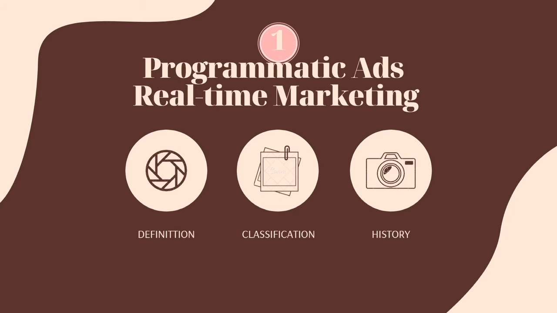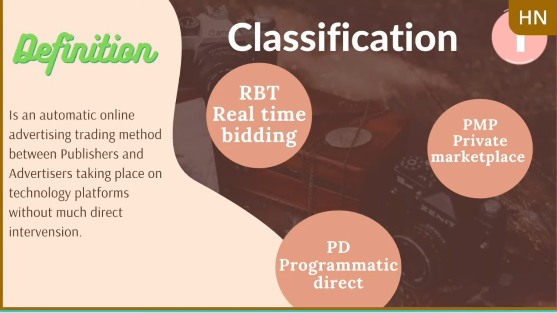Starting with programmatic as real-time marketing, it includes definition, classification, and history. Let's get started with this. Definition: it is an automatic online advertising trading method between publisher and advertiser taking place on technology platforms without much direct intervention. Classification: first is RTB, real-time bidding, then PMP, private marketplace, and PD, programmatic direct.